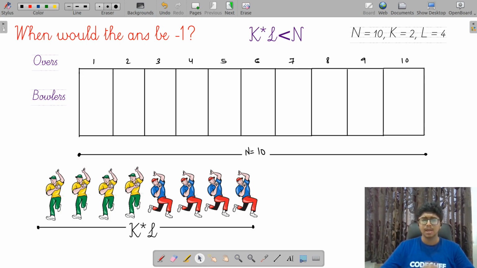Now let us look at the condition where we would be printing -1 as our answer. Here, let's take an example. Let's say the value of n is 10, which means I have 10 overs over here. The value of k is 2, which means I have 2 bowlers. Let's say I have bowler 1, which is yellow.